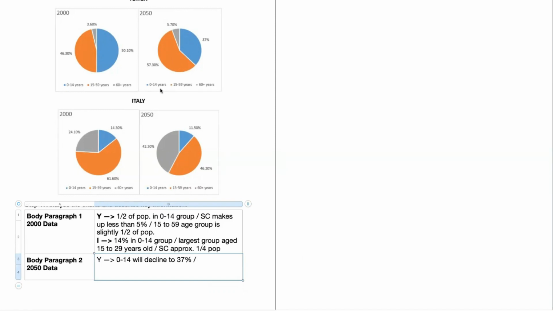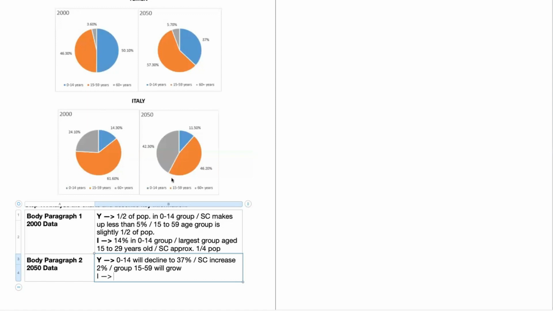When it comes to our senior citizens over 60 years old, it looks like that will increase about 2%. And then we see the group 15 to 59, that will actually grow. So I am just going to say group 15 to 59 will grow. And that here is sufficient. Now we're going to go back to Italy, looking at 2050. That is the lower right-hand pie chart. And we'll look at the differences here. So we're actually going to be comparing 2000 and 2050 as well.